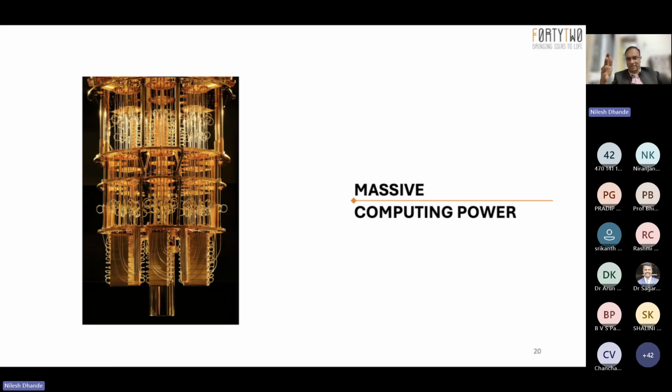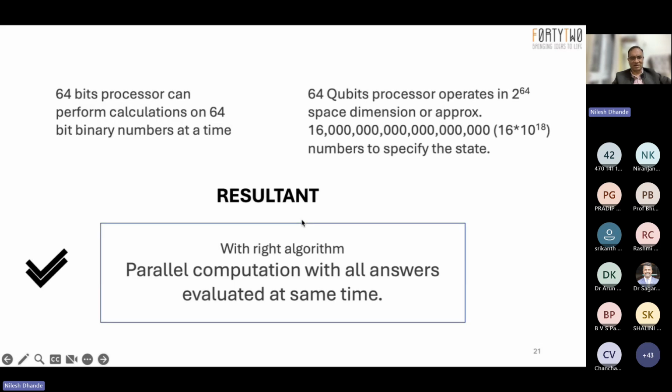You might be sitting at a desk with a laptop right now. Imagine a quantum computer of that size, your desk size, and imagine the amount of power it can pack. A desk size quantum computer, by the way, can pack the power of 1,000 PARAMs. We are all aware of PARAM, right? Our Indian supercomputer. How does it do it? How is this massive computing power available?